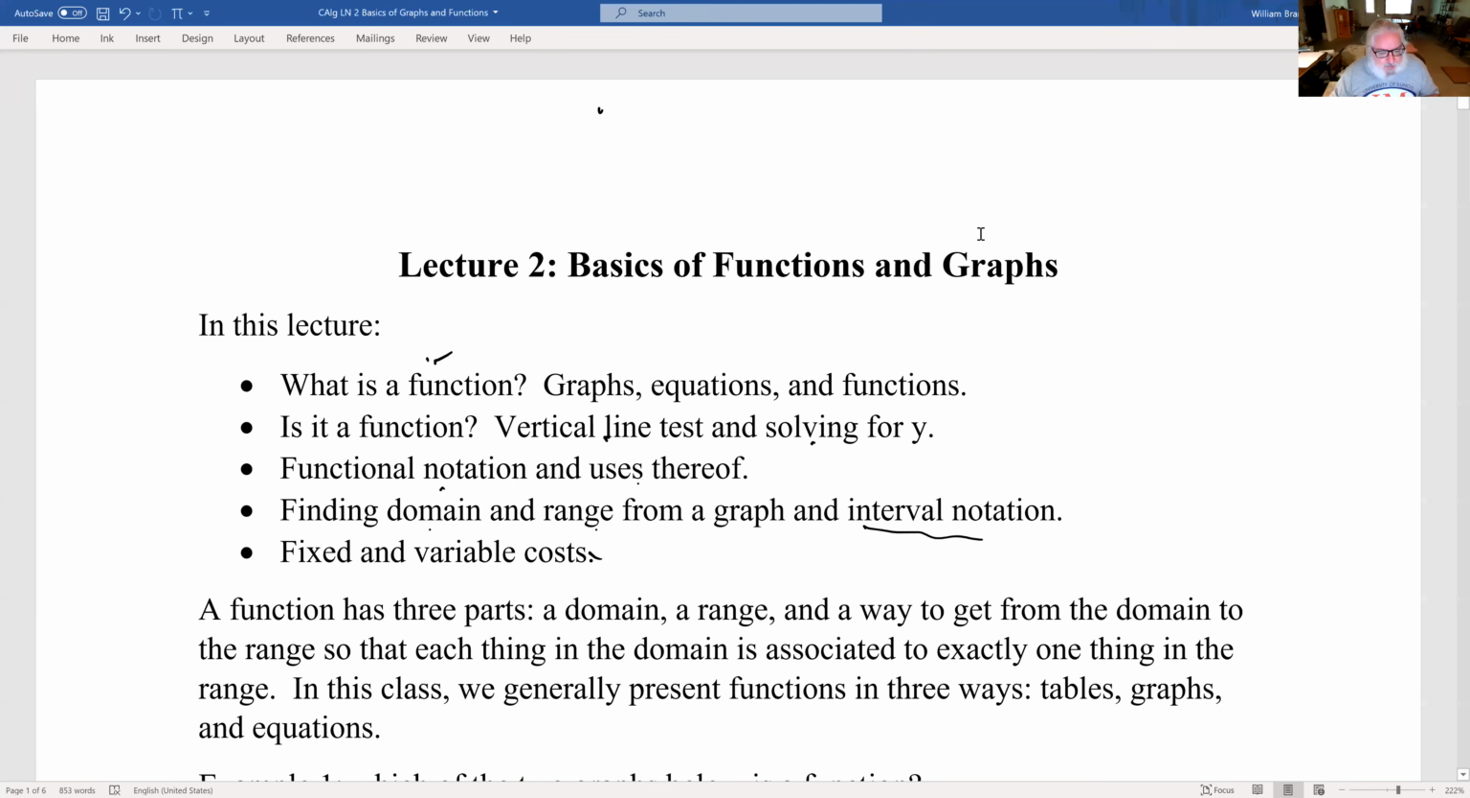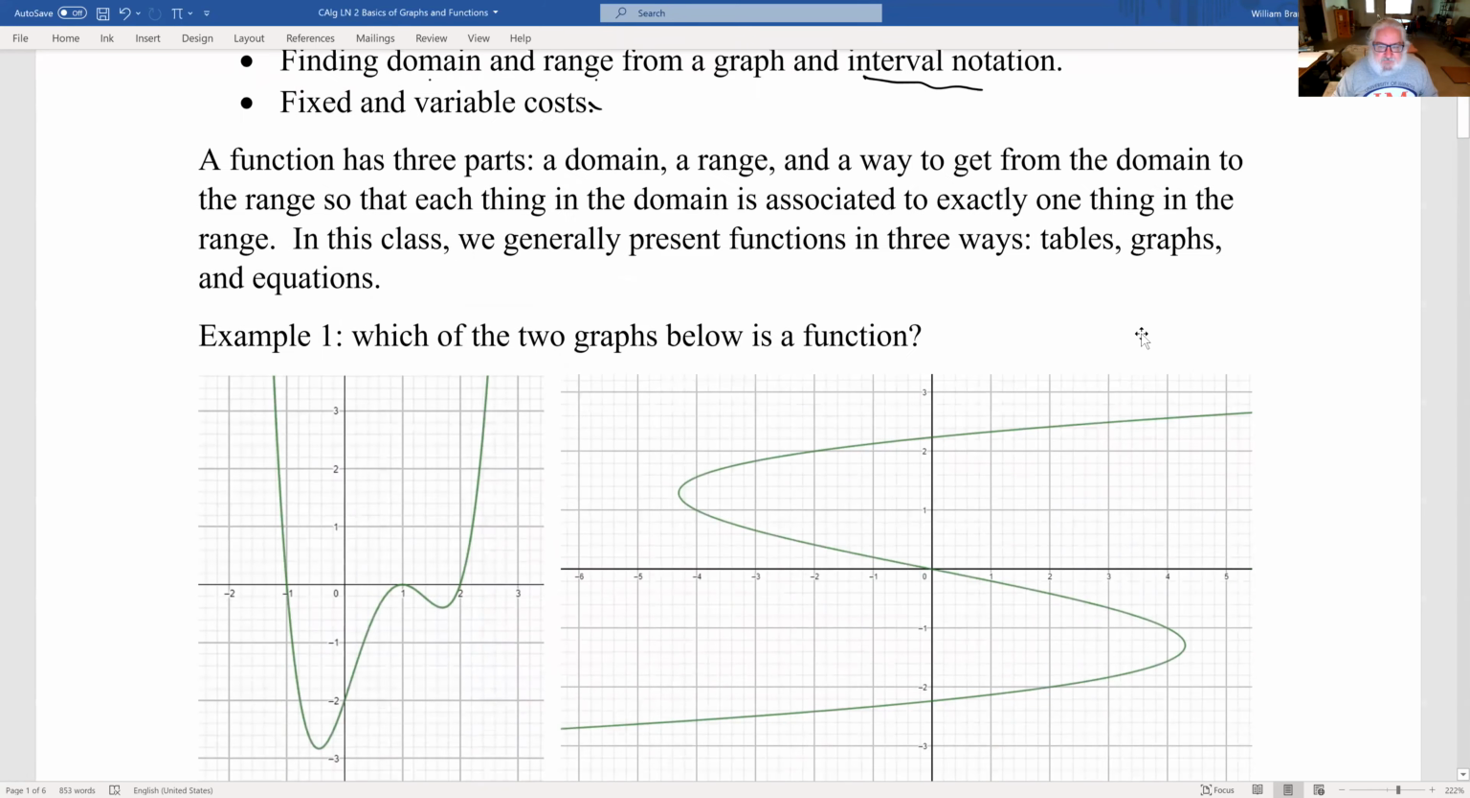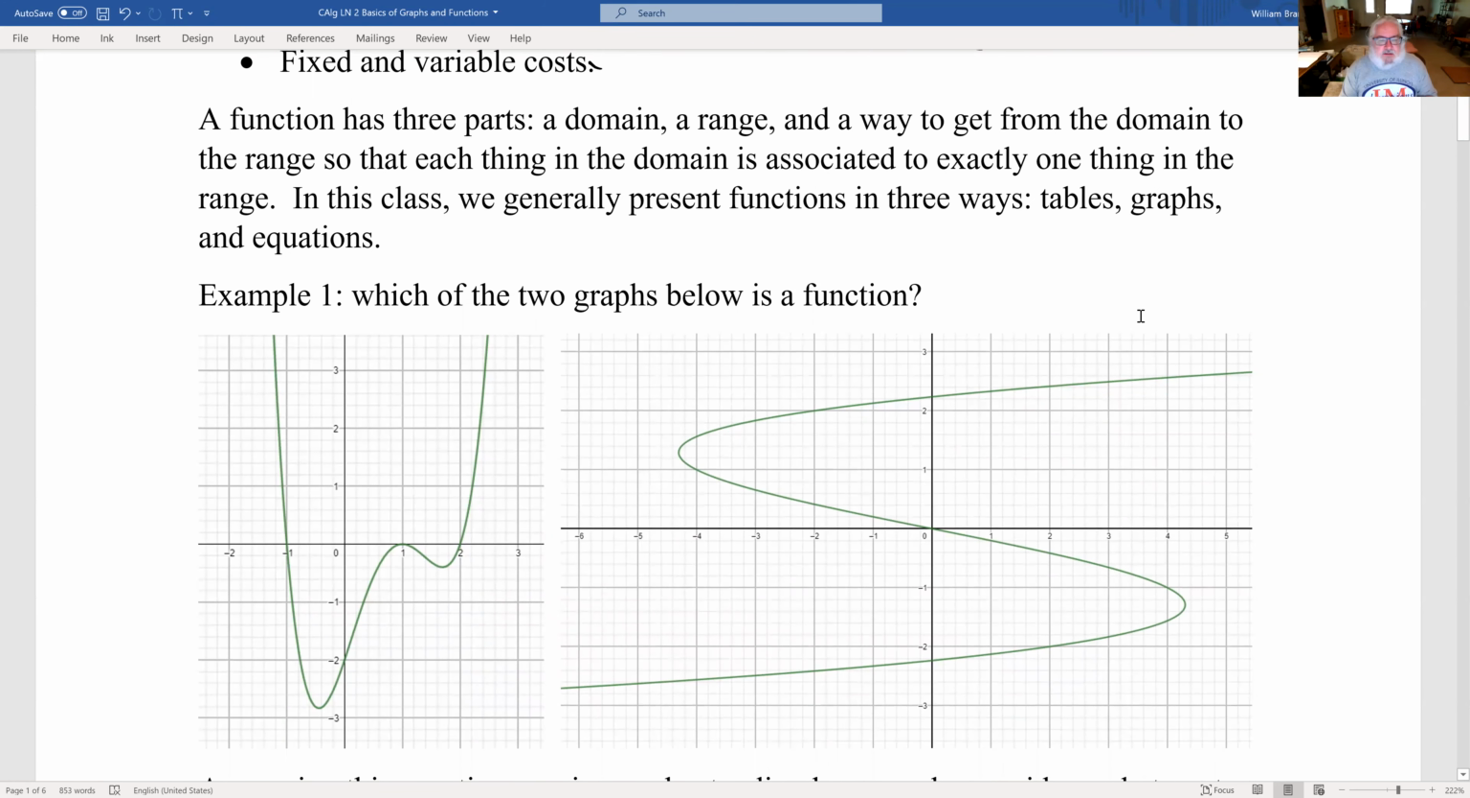So a function has got three parts: a domain, a range, and a way to get from the domain to the range so that each thing in the domain is associated to exactly one thing. And this is an important point, exactly one thing in the range. In this class, generally our functions are tables, graphs, and equations. Those are most of the ways that we will see functions.